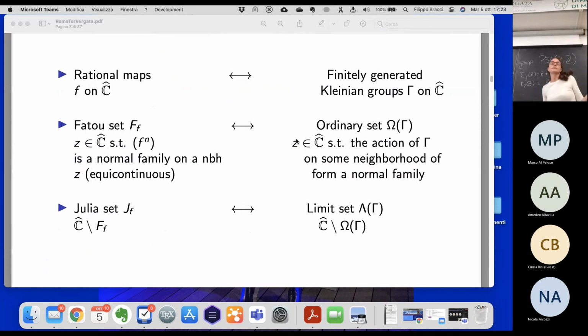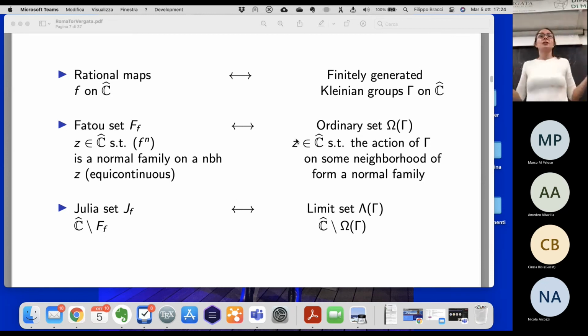Now, these two worlds, the world of rational maps acting on the Riemann sphere and the world of finitely generated Kleinian groups, where the generators are a finite number, are much more similar than what it looks from far away. And actually it was Sullivan, the first one who realized that, at the end of the 80s, beginning of the 90s, making what is called the Sullivan dictionary, which is a dictionary between rational maps and Kleinian groups. Here we are just interested in the first two entries.